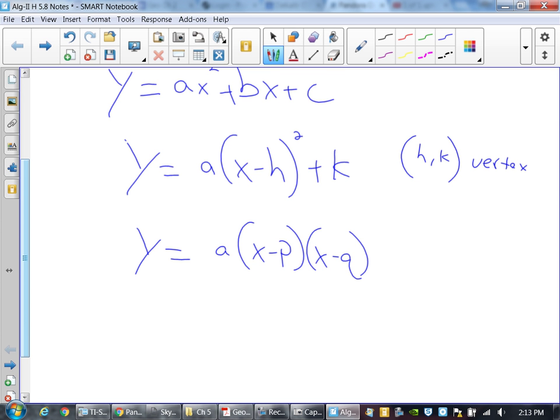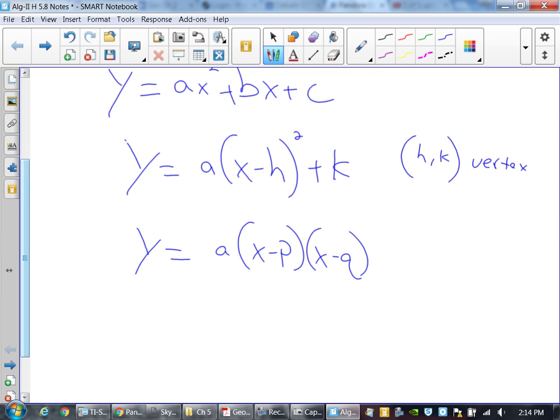Let me write this out here. So we have vertex form. Intercept. And then we have standard. And they're all really, aside from being allergic to it, they're not terrible.